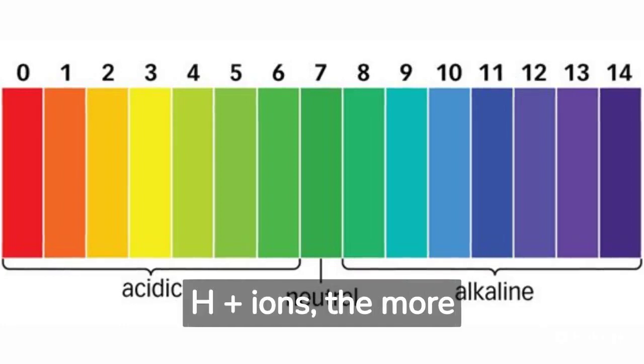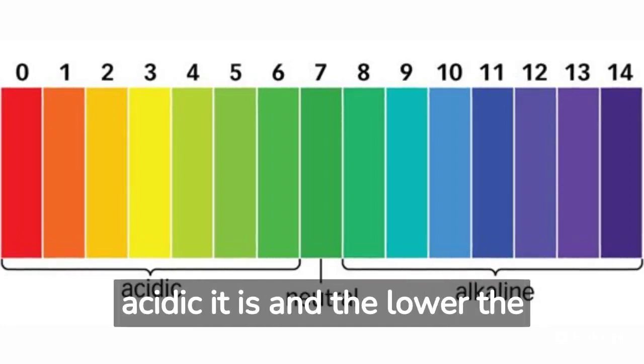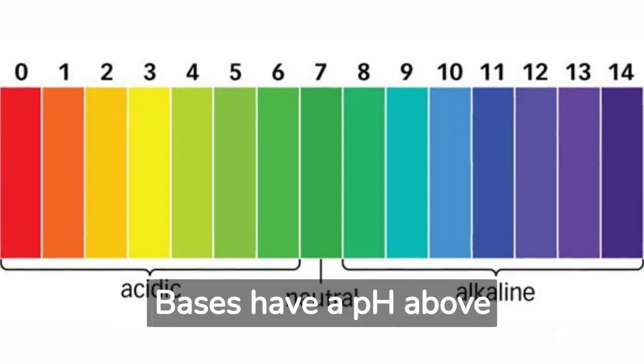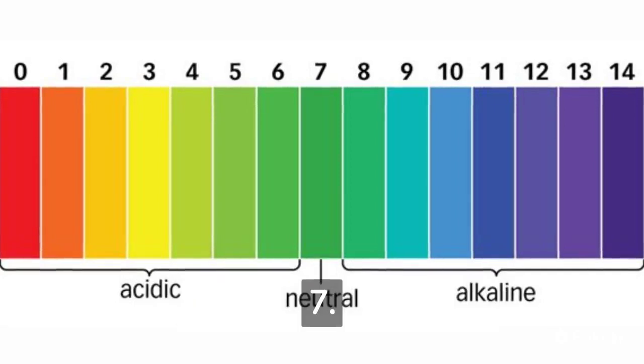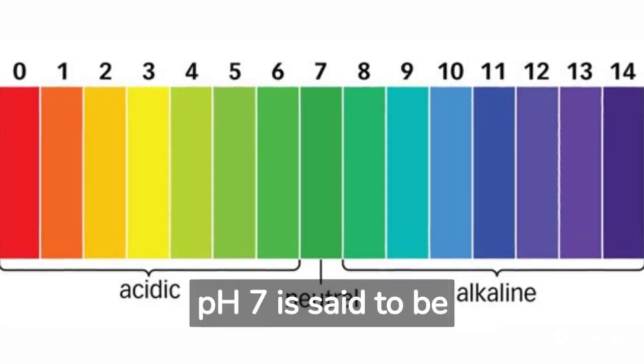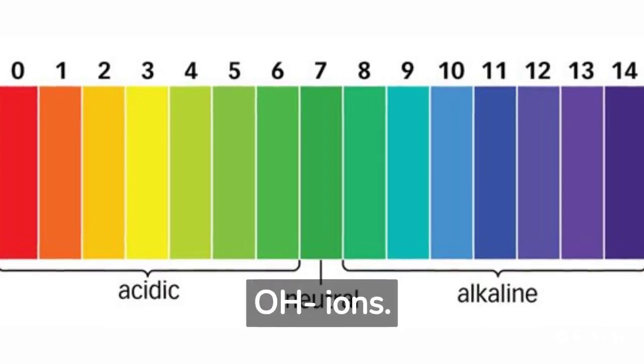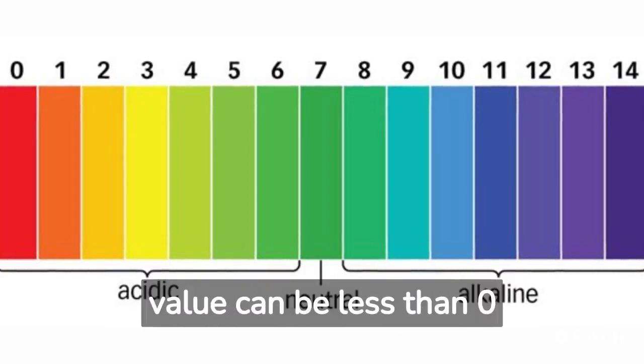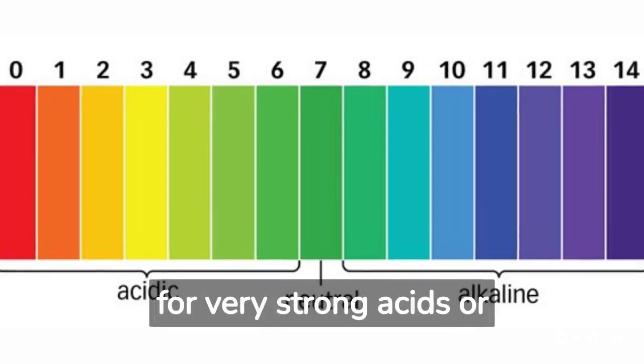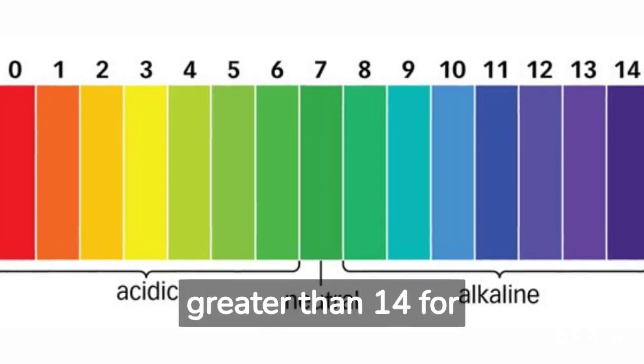The more H+ ions, the more acidic it is, and the lower the pH will be. Bases have a pH above 7. pH 7 is said to be neutral. This means there is a balance of H+ and OH- ions. Sometimes, the pH value can be less than 0 for very strong acids or greater than 14 for very strong bases.